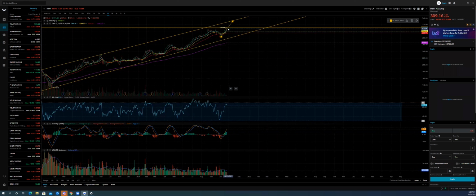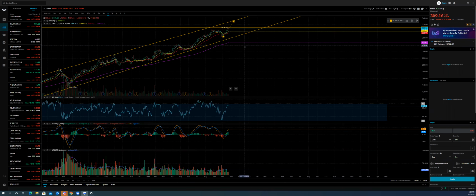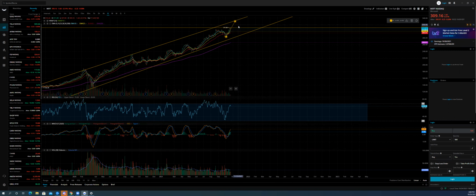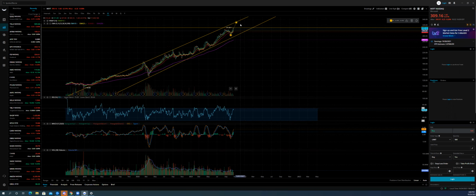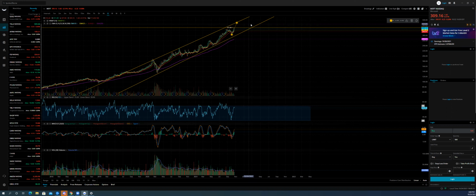So you need to stay inside of here and break this triangle, but I don't see it breaking this and pushing higher. I see it trading outside of this triangle and trading sideways and then pushing sideways like this. Because if it breaks higher and pushes here, it's going to go parabolic. It needs to stay inside of the channel and grind sideways and then grind inside of the channel.